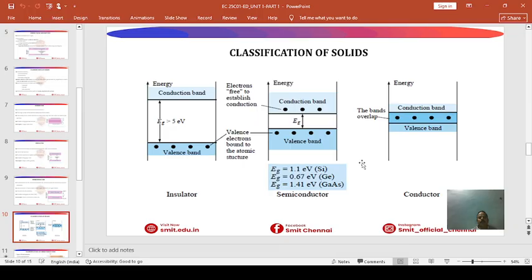From the diagram you can see that for an insulator the forbidden gap is very wide. For conductors there is no forbidden gap at all, since the valence band and conduction band overlap with each other. For the semiconductor, the value will be around 1 electron volt. The forbidden gap is very small, which can be bridged or overcome. The valence electrons can be easily pushed into the conduction band to make the semiconductor into a conductor.